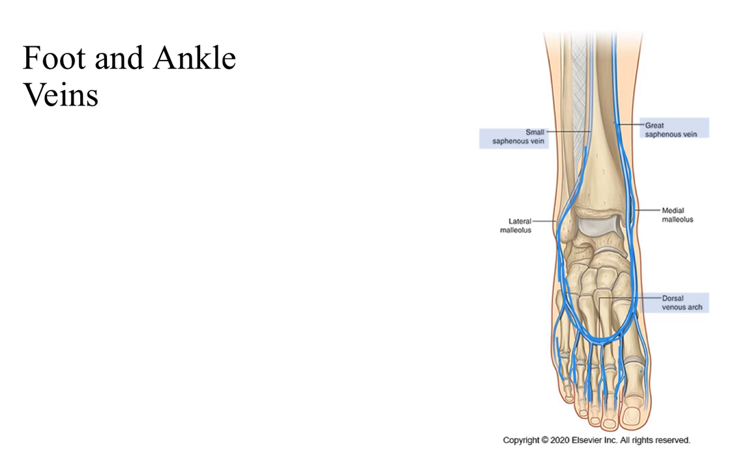And of course, remember the great saphenous vein runs all the way up the anterior thigh superficially and goes into the saphenous opening within the femoral triangle. And then the small saphenous vein is going to run up the posterior portion of the leg superficially, where it will join with the popliteal vein.